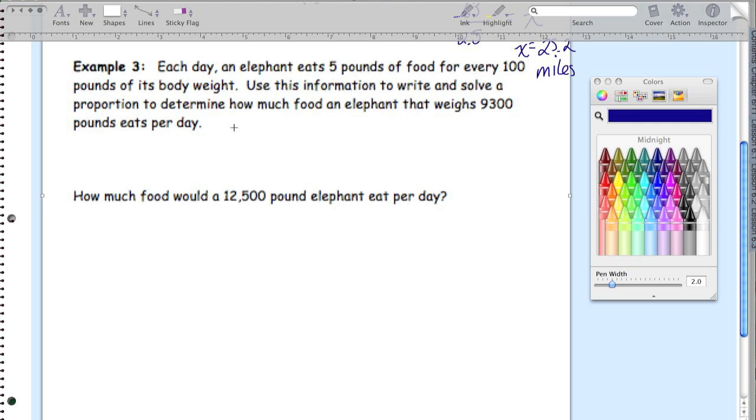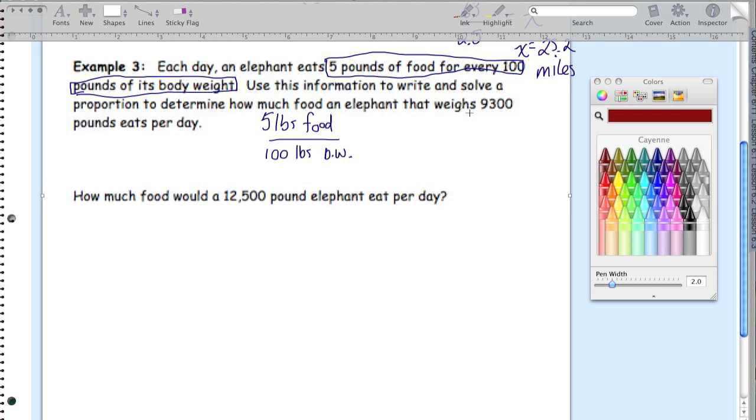All right, let's try example 3 with the elephant. Each day an elephant eats 5 pounds of food for every 100 pounds of its body weight. Use this information to write and solve a proportion to determine how much food an elephant that weighs 9,300 pounds eats per day. So break it up. They're telling us, 5 pounds of food for every 100 pounds body weight. That's the key there. That's one of them. So let's write it out. 5 pounds food for every 100 pounds. I'm just going to abbreviate BW, body weight.